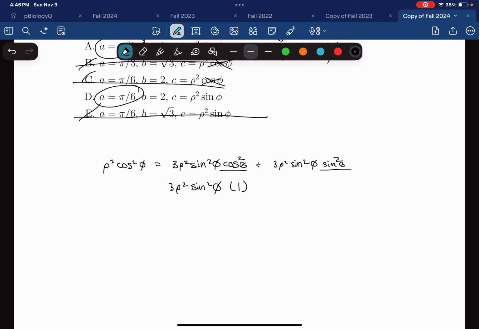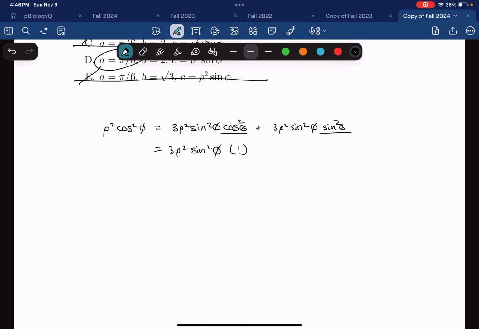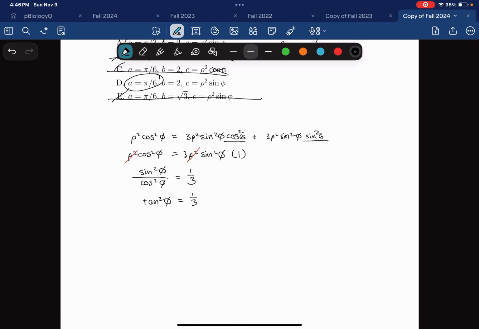Okay, but anyways, once you add those two up, it's just 1 is equal to rho squared cosine squared of phi. We can just take those rhos away, and thus we get sine squared of phi over cosine squared of phi is actually just equal to 1/3. Yes, it's just equal to 1/3. So we know that the tangent squared of phi is equal to 1/3. So usually it's 1, so we just know it's pi over 4. But since it's 1/3, now we have to solve a few.